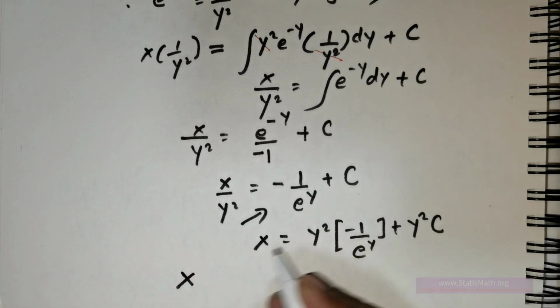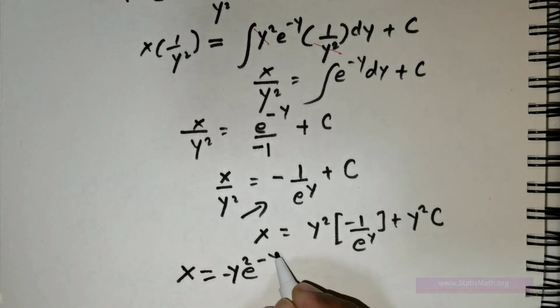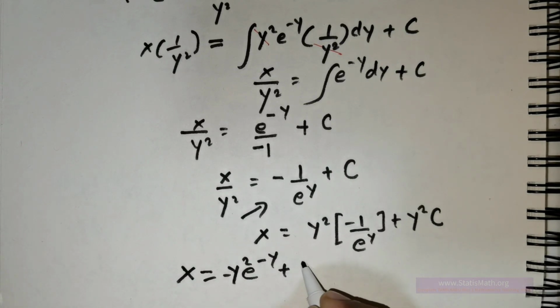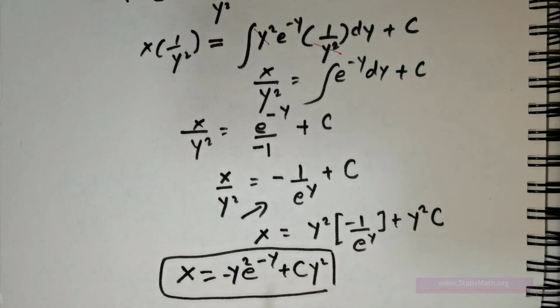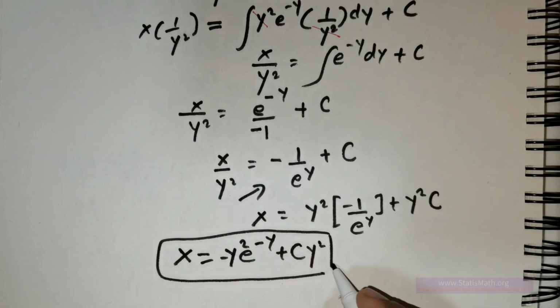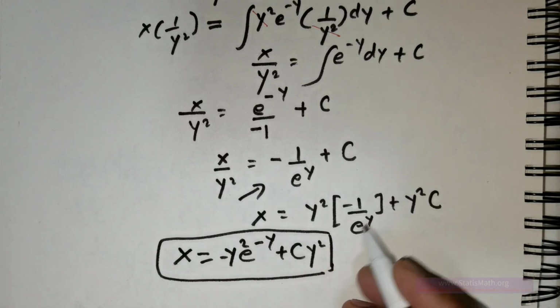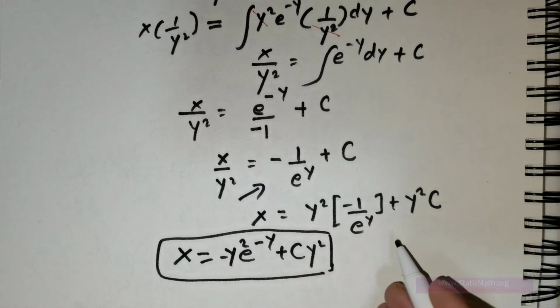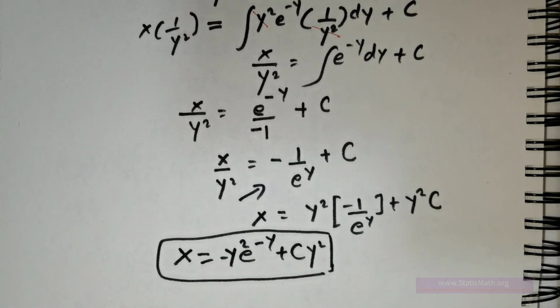Now if you are not happy with this form, you can always rewrite this as x is equal to y squared with a negative sign, e raised to the power negative y, plus c times y squared. So this is the form that we have got, and as I mentioned to you, it's up to you. In whatever form you are interested in obtaining, you can always obtain it. If you are seeing this in objective type questions, then whatever they ask you, suitably you direct the solution.